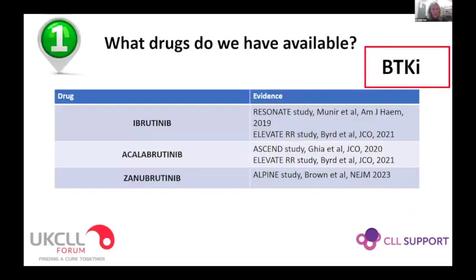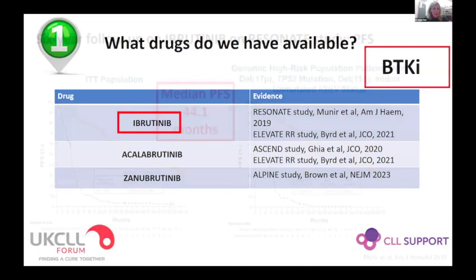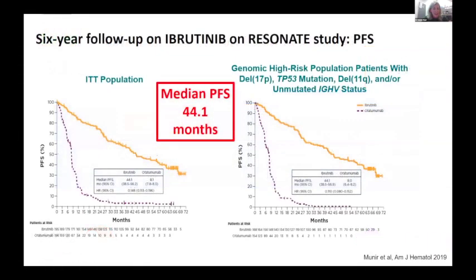So we'll start with the BTK inhibitors first, and obviously you've heard a lot about the BTK inhibitors already from Nick in the frontline setting, but here we're focusing particularly on the data in the relapsed refractory setting. We'll start with ibrutinib, just because that's obviously where it all began, and so it's relevant to point out the data that we have. And you can see this is quite an old study, a 6-year follow-up published in 2019, and this was the RESONATE study.